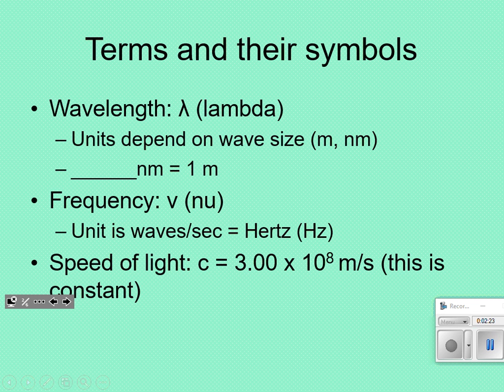Frequency. This looks like the letter V, but it's actually the Greek letter nu. The letter V has been taken by physics for velocity. Frequency is how often something occurs. The unit for frequency is hertz. If you have a radio in your car and you're not just doing something like Pandora, you're actually going to one of the local radio stations. For example, WIBA is 101.5.